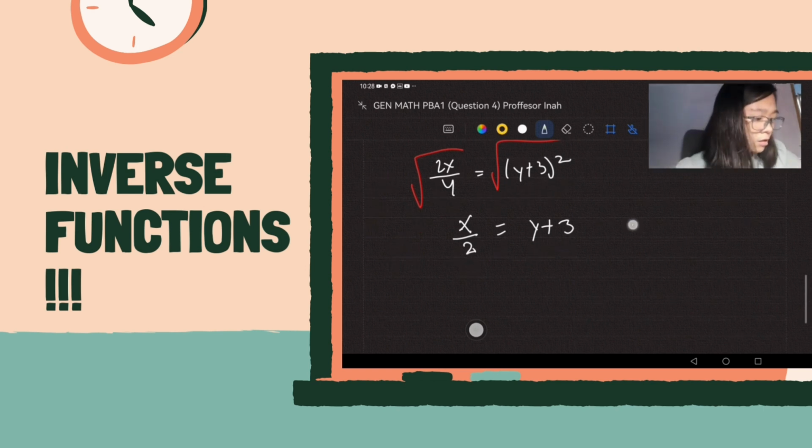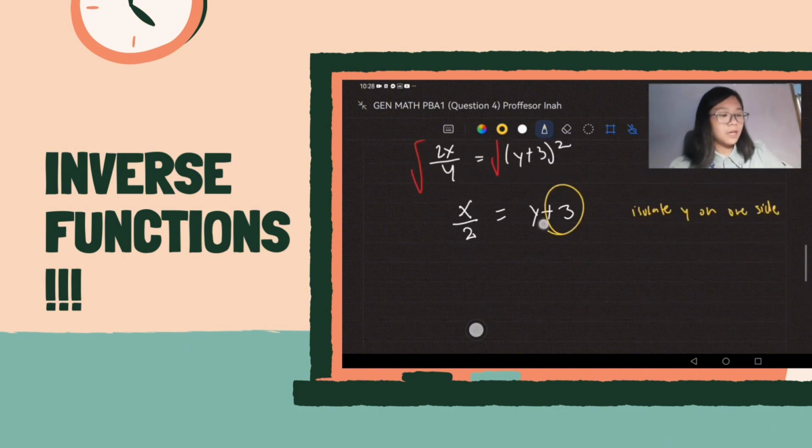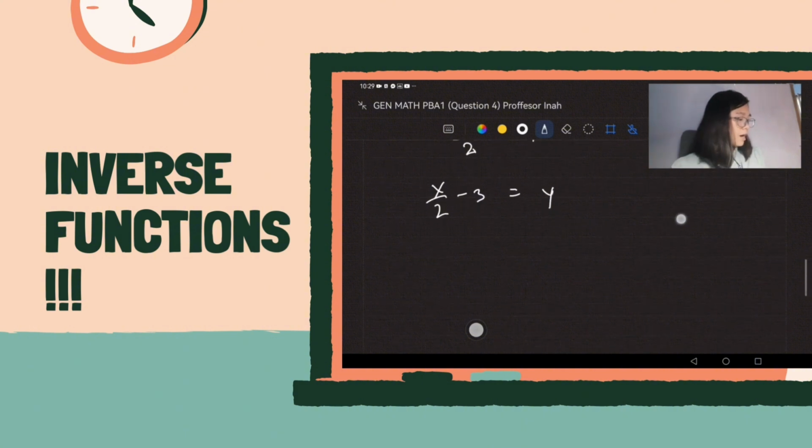Now, isolate y on one side. How do we do that? So we transpose 3, this 3 here, to the other side and it will become negative. So y plus 3, we will write y here. Okay? So now, by transposing 3 to the other side, it will become negative. So we have x over 2 minus 3 is equal to y.